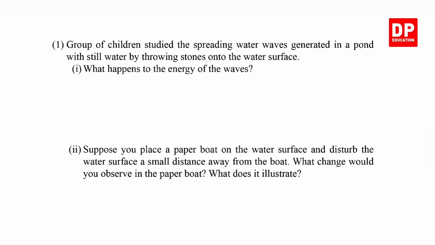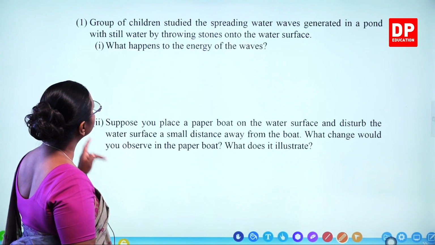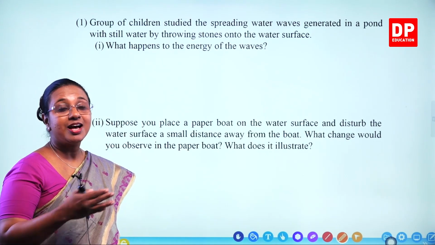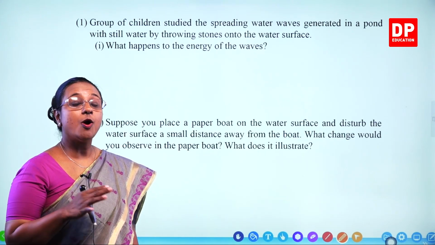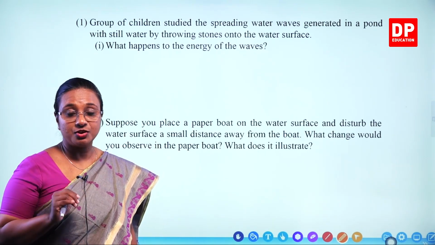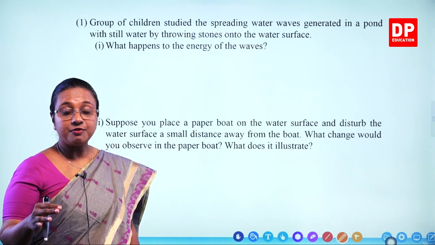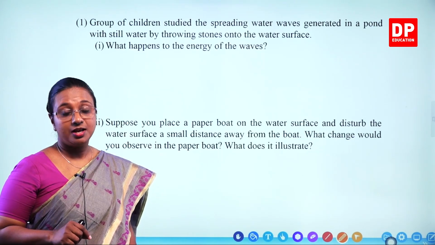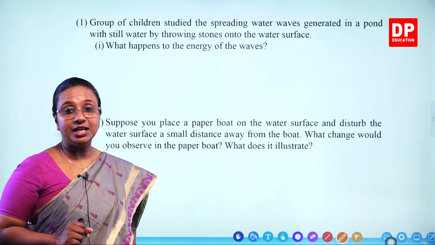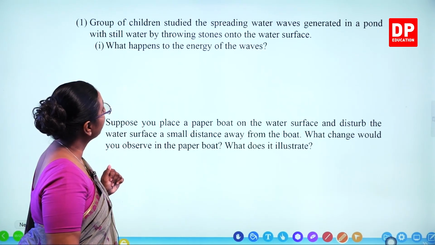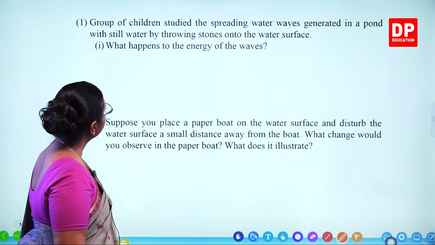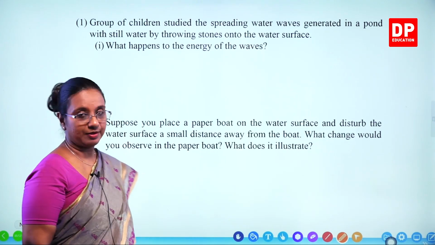A group of children studied the spreading water waves generated in a pond with still water by throwing stones onto the water surface. So, this is how we started the lesson. We observed what happens to the surface of water, how waves are formed and propagated through the surface when you throw a stone into water or when you put a pebble into water. So, here they generate water waves by throwing stones onto the water surface. What happens to the energy of the waves?